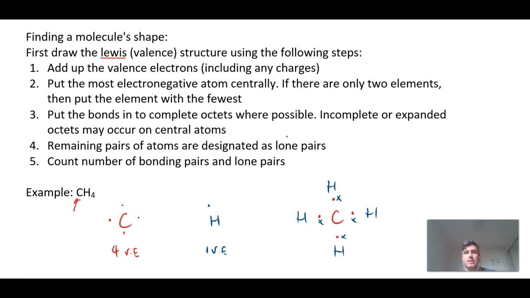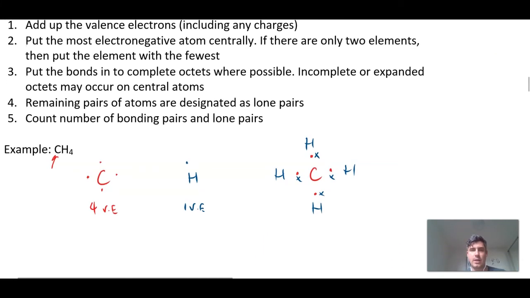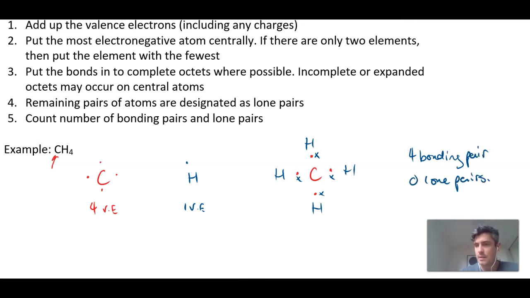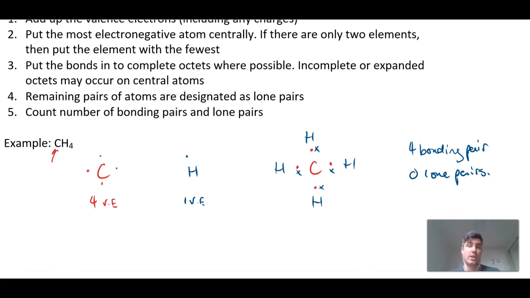Now, having done that and filled the octets, we need to say how many electron pairs we have. So we have 4 bonding pairs and 0 lone pairs. And that means it's going to be a basic tetrahedron.